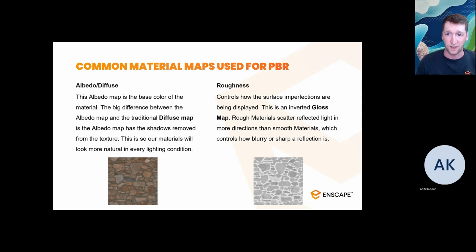The next material map we have is what we call a roughness map. This is really where it's going to control the surface imperfections of the material, and it's going to control how blurry or sharp the reflections are. Other rendering engines will call it a gloss map. It's basically the same thing, except it's just an inverted map. So in a roughness map, wherever it's black is shiny and wherever it's white is dull. And we're going to show these as well, so we can see what the differences are.